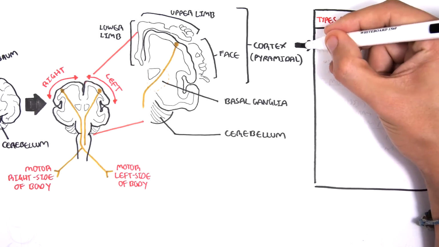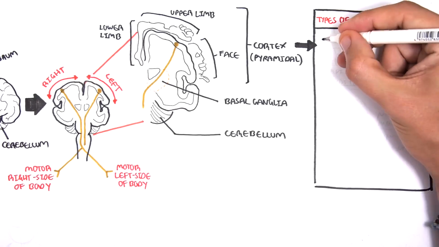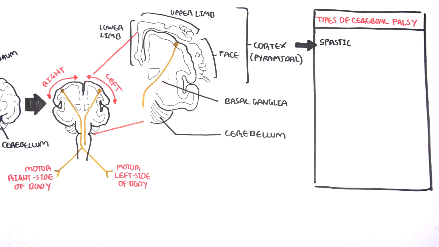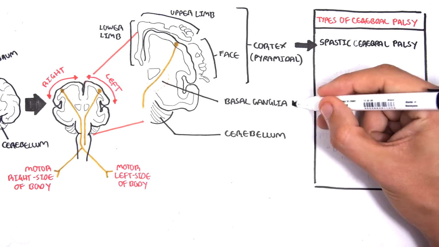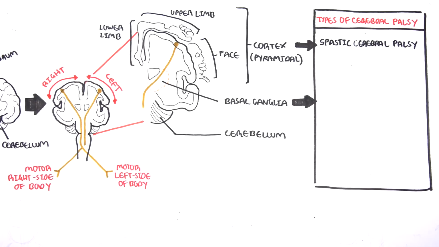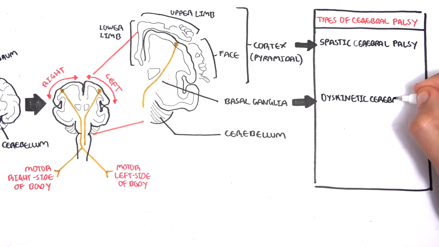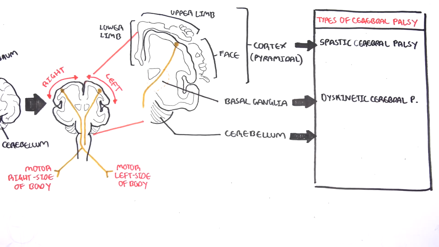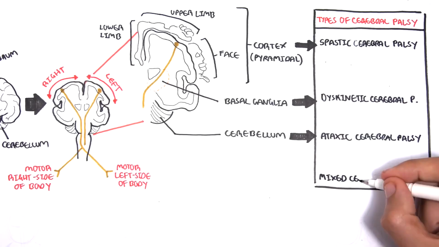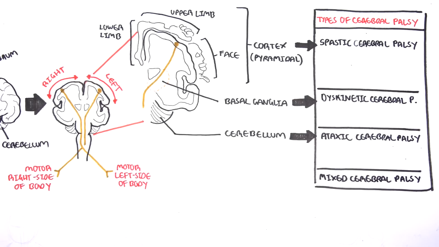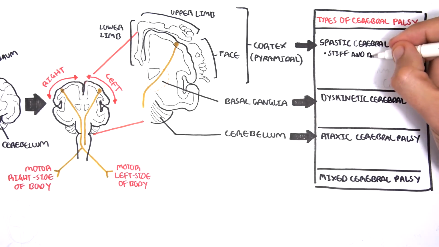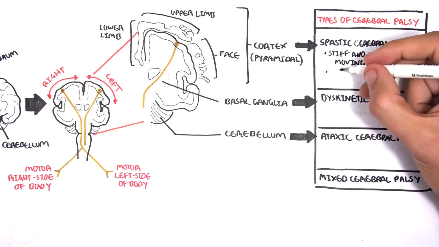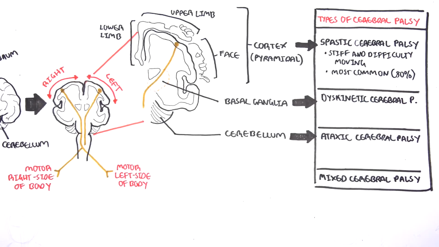So, for example, problems in the cortex cause spastic cerebral palsy. Problems in the basal ganglia cause dyskinetic cerebral palsy. Cerebellar problems cause ataxic cerebral palsy. And there's also mixed cerebral palsy, which is a mixture of one or more. Spastic cerebral palsy causes stiffness with difficulty moving the limbs. Spastic cerebral palsy is the most common type.